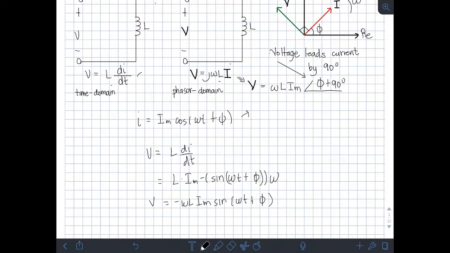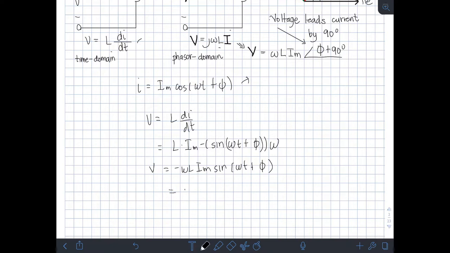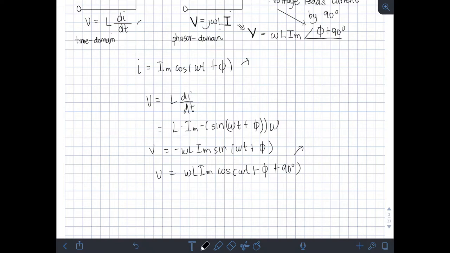So, para maging standard form siya na kapareho nitong sinusoid form nung i natin na positive cosine, pag transform natin ito, kailangan nating mag-add ng 90 degree. Base dun sa video ko about phasor form, right? So, magiging equal siya sa positive na omega L I sub m cosine omega t plus phi plus 90 degree. Okay? So, ito yung relationship ng ating voltage at current kapag meron tayong inductor. So, mapapansin nyo, nagkaroon ng plus 90 degree doon sa phase ng ating voltage kasi doon sa current natin is phi lang, right? So, ibig sabihin, nagli-lead ng 90 degree yung voltage sa current kapag meron tayong inductor. Okay, so tandaan nyo yan, ha?